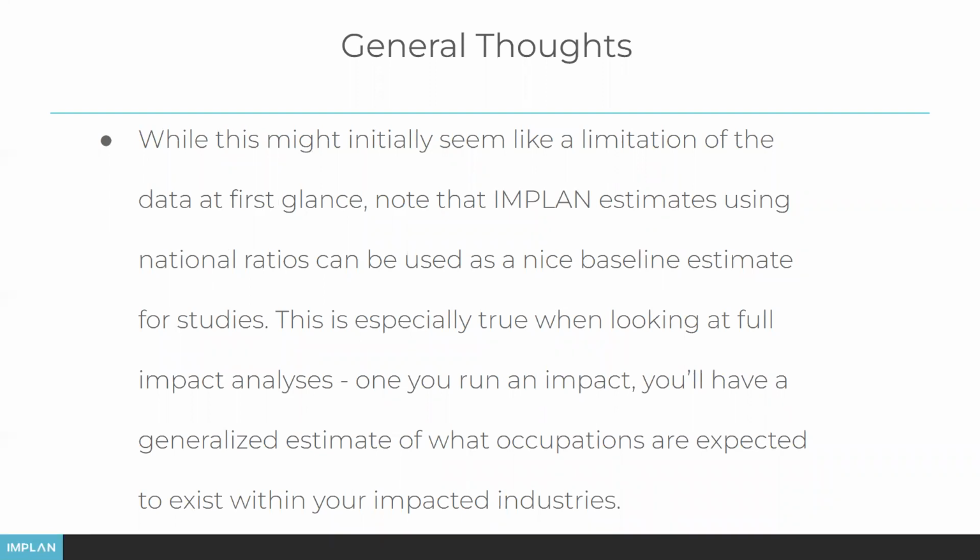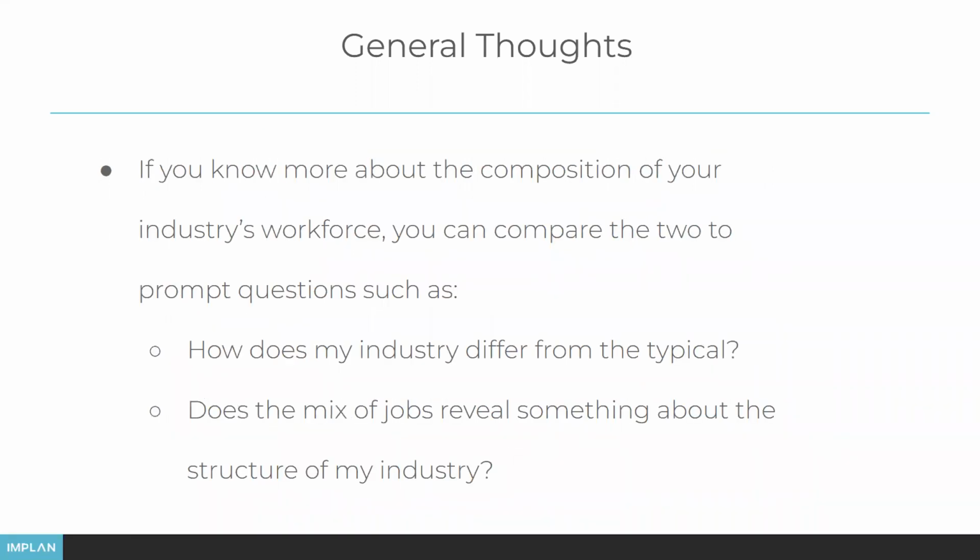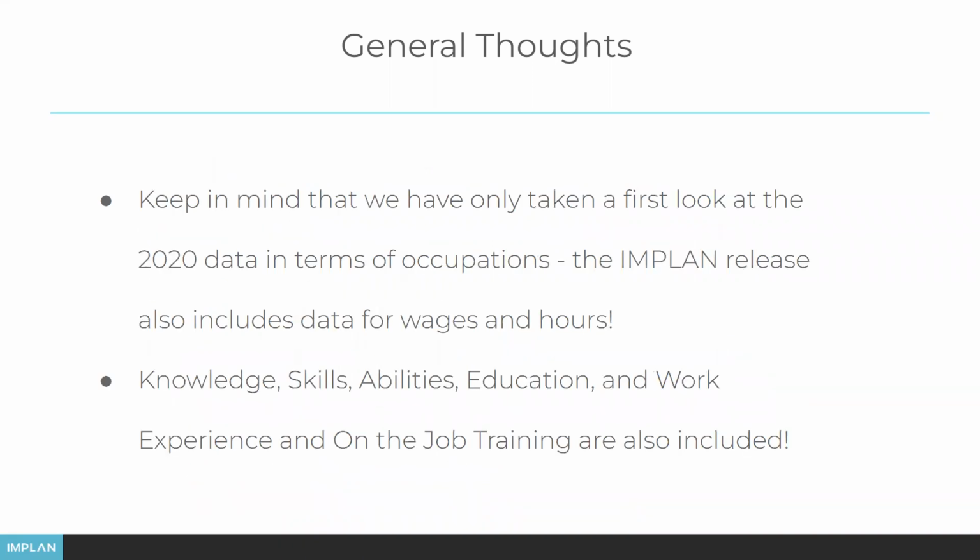Once you run an impact, you'll have a generalized estimate of what occupations are expected to exist within your analyzed industries. If you compare the composition of the workforce of an industry that's having an impact in a regionalized economy to that baseline, this can prompt you to answer some interesting questions. They might be things like, how does my industry differ from what's typical? What do those comparisons mean? Does the mix of jobs in my particular industry compared to that baseline reveal something about the structure of my industry?